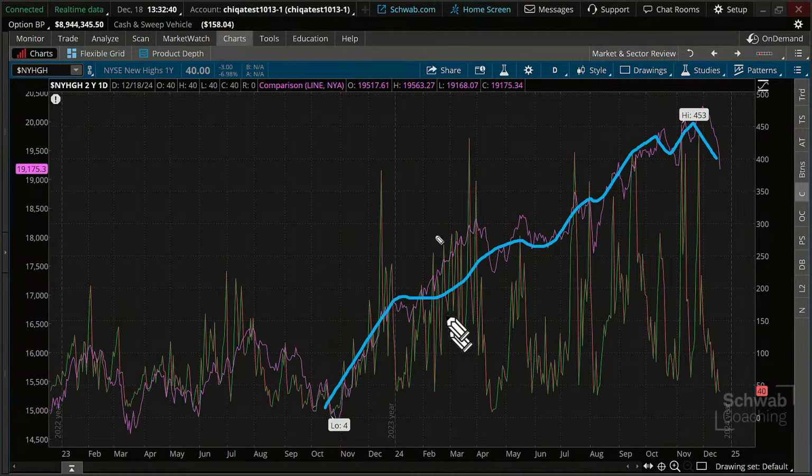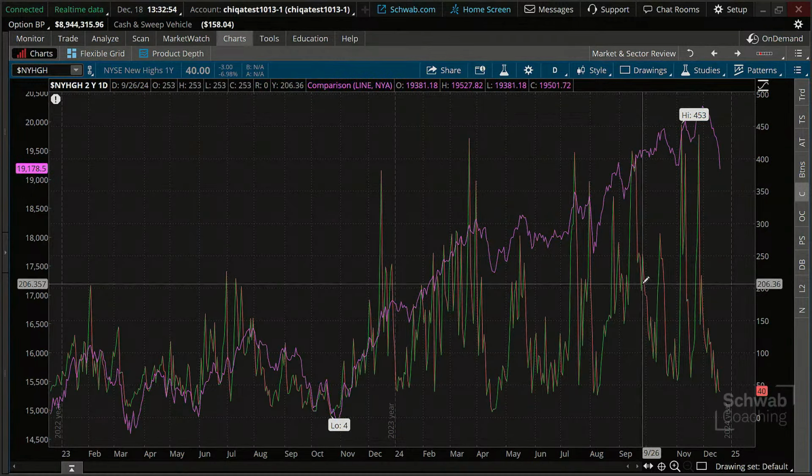I'll put this one in yellow, but we've had these continuous spikes in new highs. Ooh, that was the highest point right there at 453. But over here, again, we're still looking at the NYSE new highs. So interesting things to take a look at.